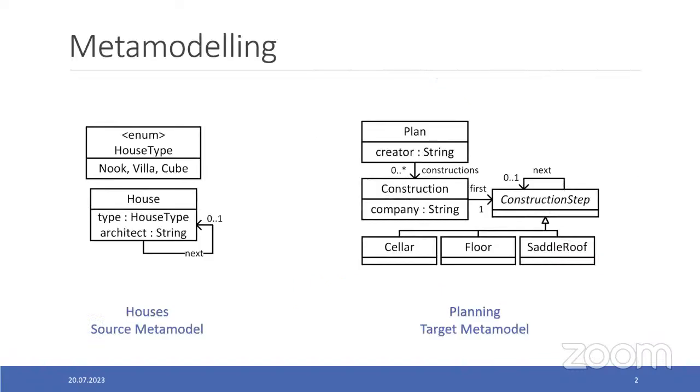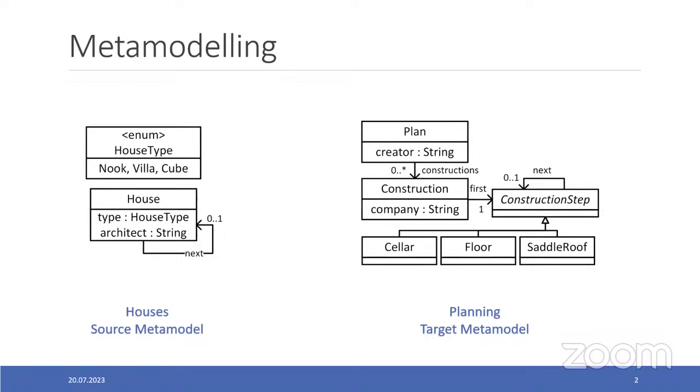When I talk about consistency, what I mean is consistency between two models which do not necessarily have to look very much alike. Here on the left, we have a metamodel defining basically rows of houses where you can have a house and the house may have a reference to the next house in line. Each house stores information about which architect designed that specific house. And you have some house types where you can think like you ordered this house from some catalog. So we can have a nook house, a villa house, or a cube house.